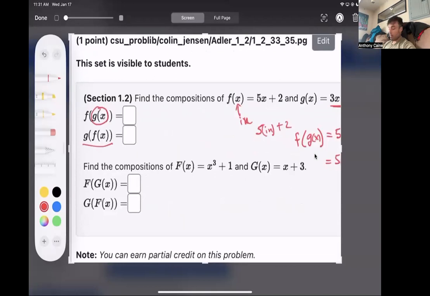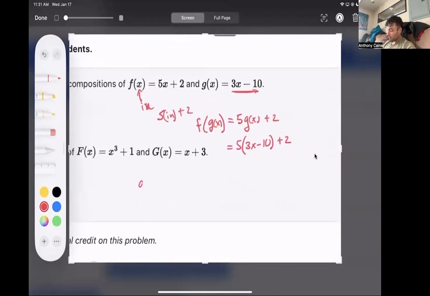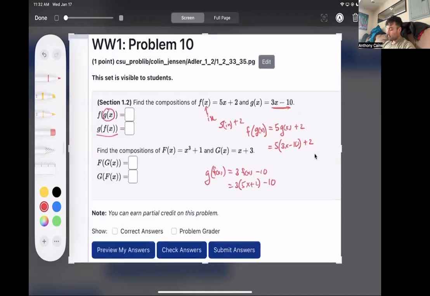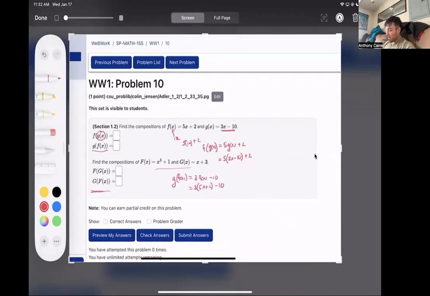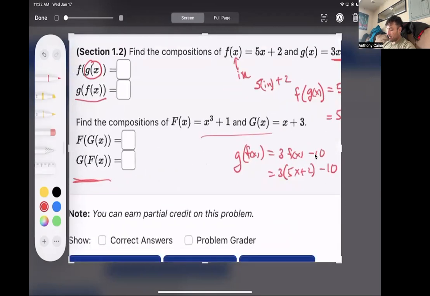Exact same idea. You just switch them over here. So g of f of x is 3 times f of x minus 10. And that's 3 times, and I give myself parentheses because f of x is stuff happening. It's more than just one term. So 5x plus 2, minus 10. All right, so there it is. Same idea for this one, just new functions. I'll do one of them, and we'll do this one here.